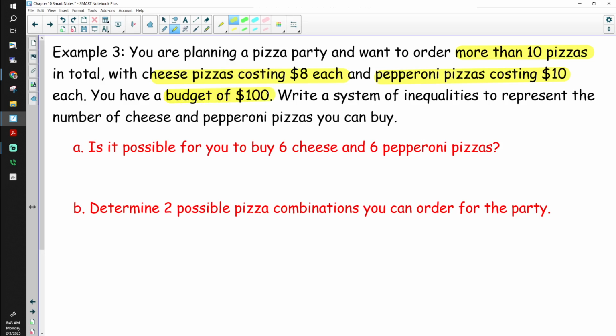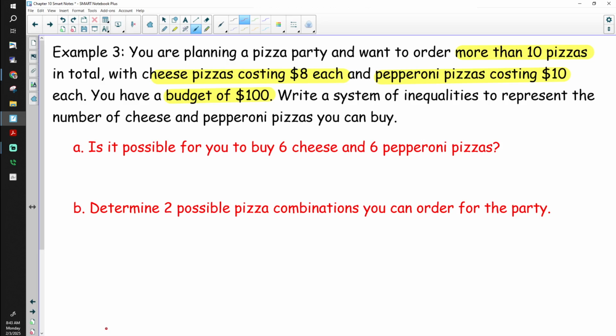Let's write a system. Okay, now the first thing I need to do is I'm going to write down my two inequalities, my equations. So remember last week when we were doing standard form, what 3 numbers definitely go together? What 3 of my numbers are going to go together?